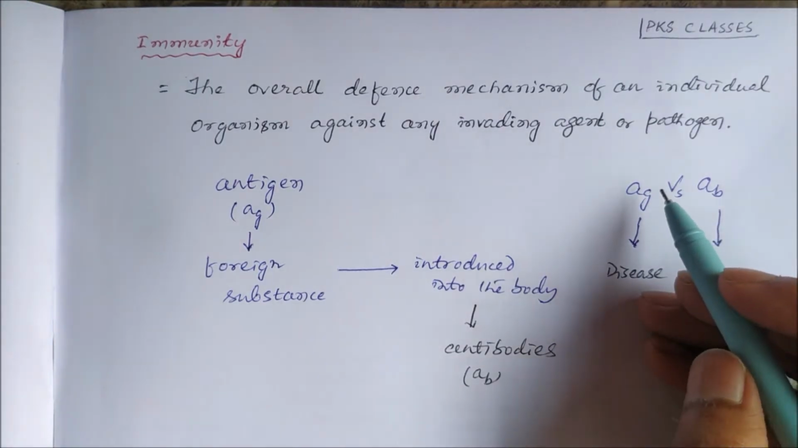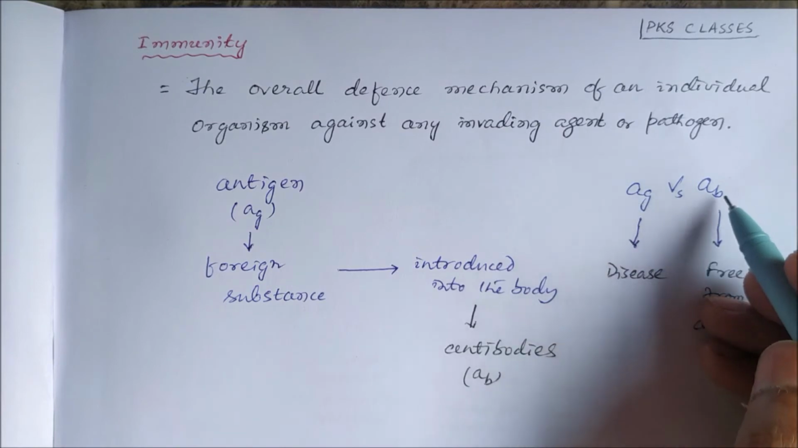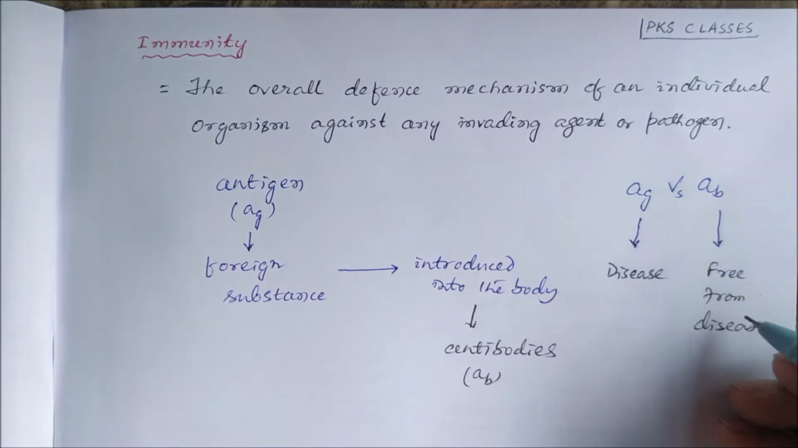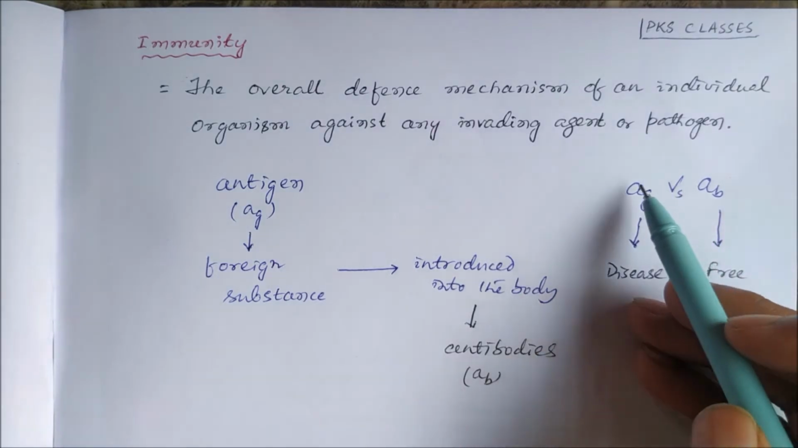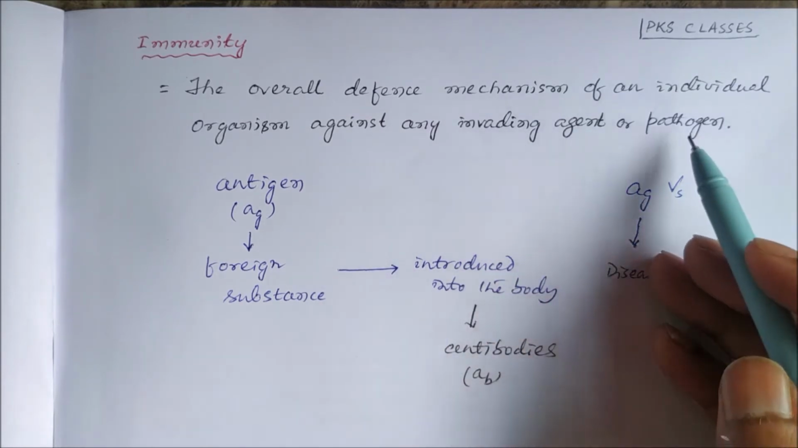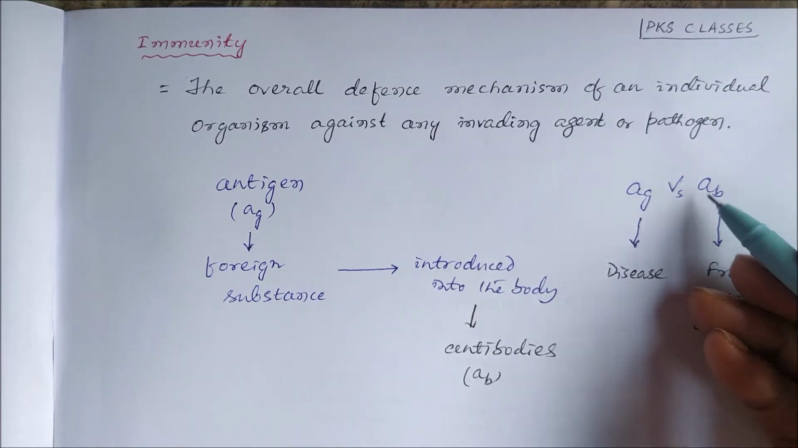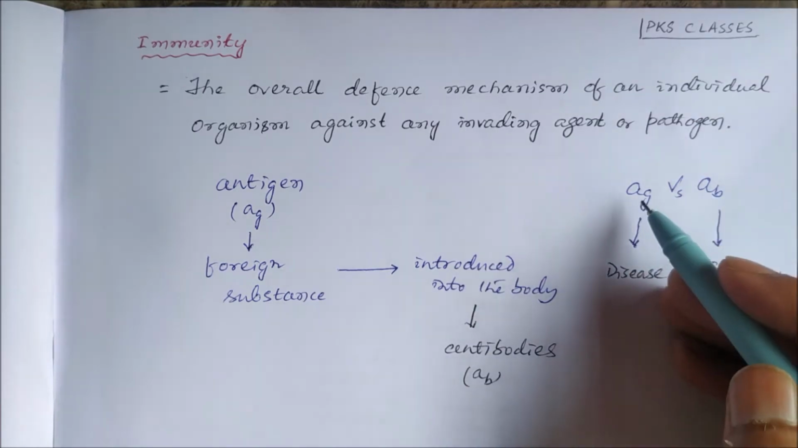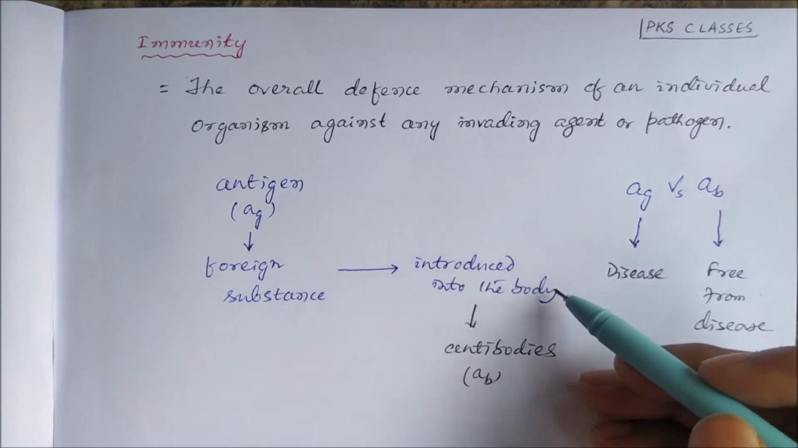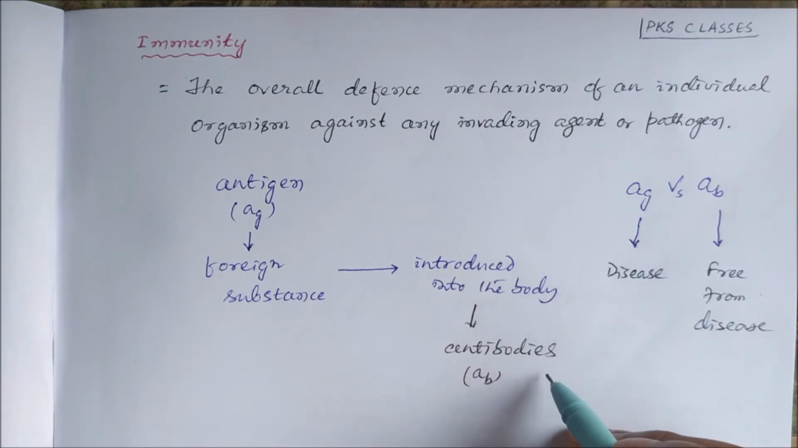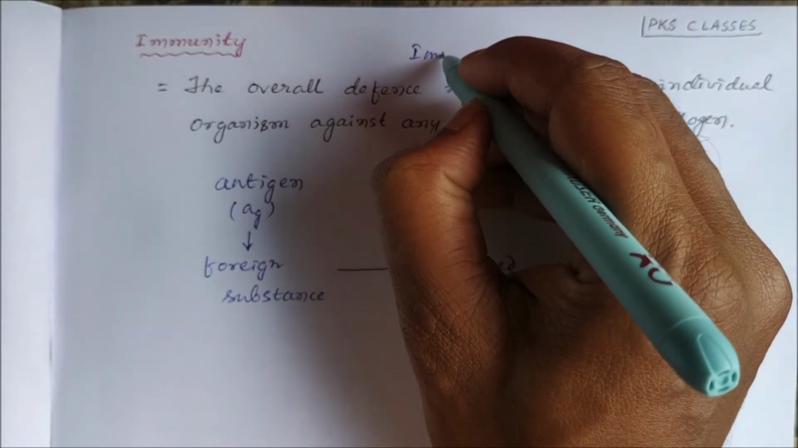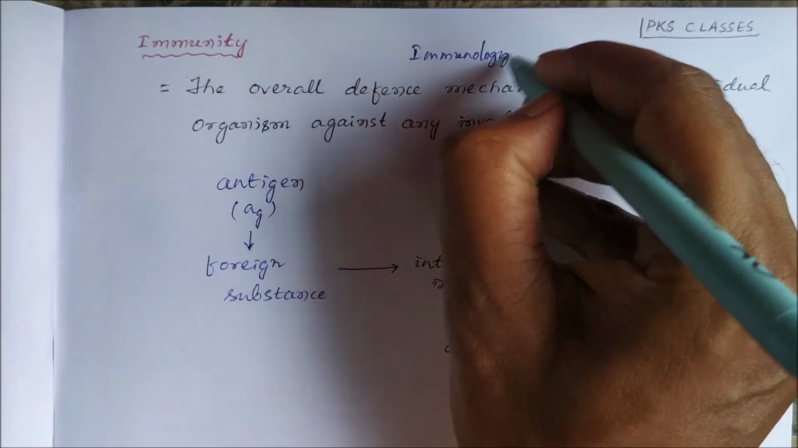So, there is a fight between the antigen and the antibody. If the antigen wins, there is disease. If the antibody wins, we are free from the disease. Antigen is foreign to our body. It is an infectious agent or invading agent or a pathogen, and antibodies are produced by our body in response to the antigen. When an antigen, a foreign substance, is introduced into the body, our body produces antibodies. The study of immunity is called immunology.